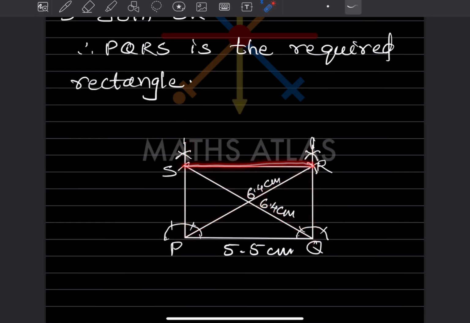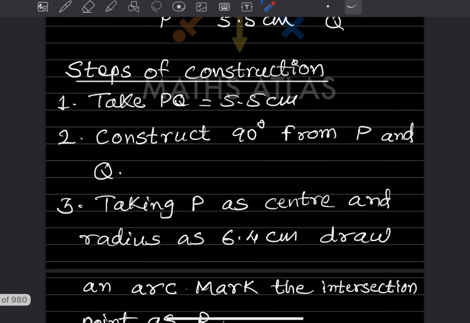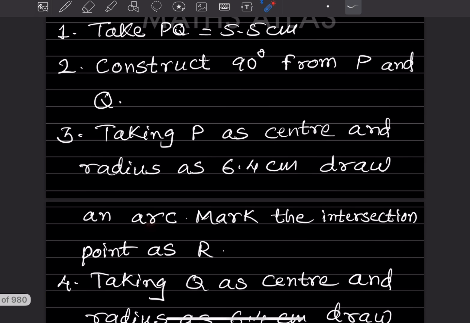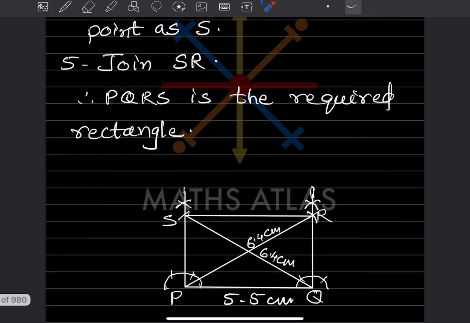After joining, these are the diagonals of it. This is 6.4, which means this also should be 6.4. So this is PQRS. The same thing is written here: take PQ as 5.5, construct 90 degrees from P and Q. Taking P as center and radius 6.4 centimeter, draw an arc, mark the intersection as R. Taking Q as center and radius 6.4 centimeter, draw an arc and mark the intersection point as S. And then you have to join SR. So therefore PQRS is the required rectangle.